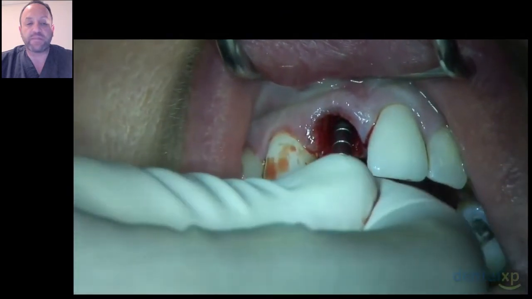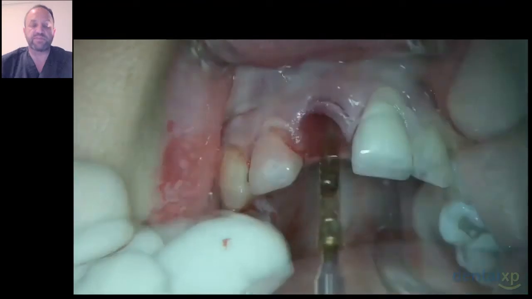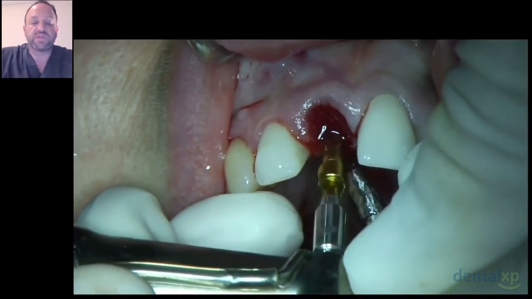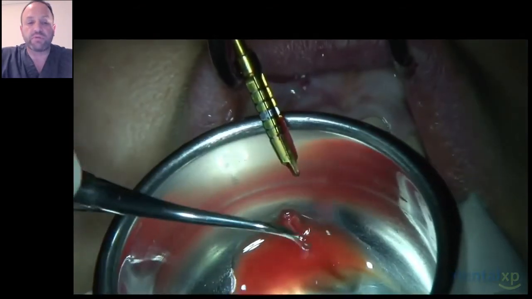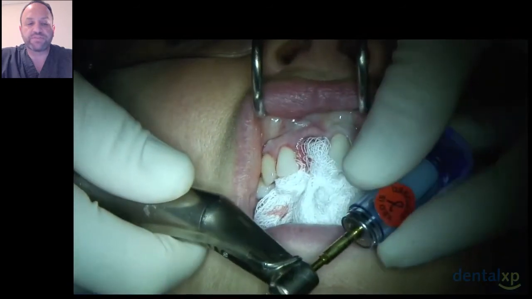We place our guide pin in, we place our stent to make sure that everything's in the right position, and we take x-rays, but we're not going to go through this process. This is just your standard immediate implant protocol, keeping some of the bone that we're going to mix with the xenograft at a later stage.